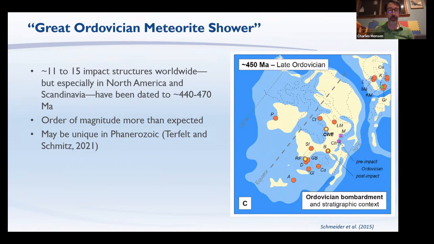So something happened then, apparently, that was delivering meteorites to Earth much more often than any other time in the Phanerozoic, practically. Again, depending on who you ask, there's anywhere from 11 to 15 impact structures worldwide, particularly in North America and Scandinavia, that have been dated to this stretch and are therefore potentially part of this Great Ordovician Meteorite Shower.